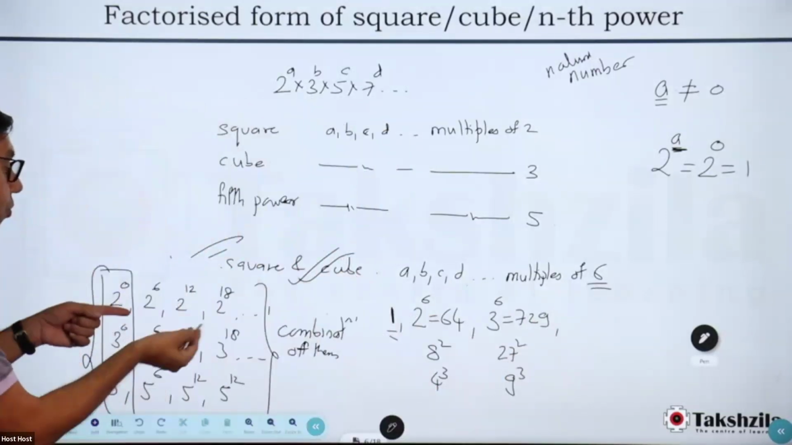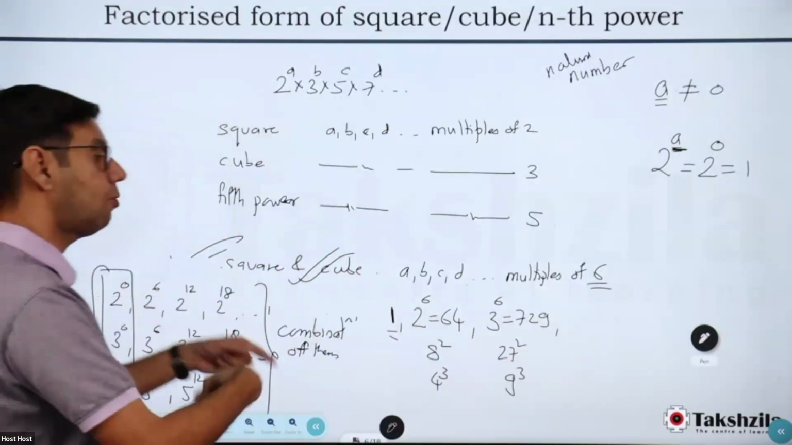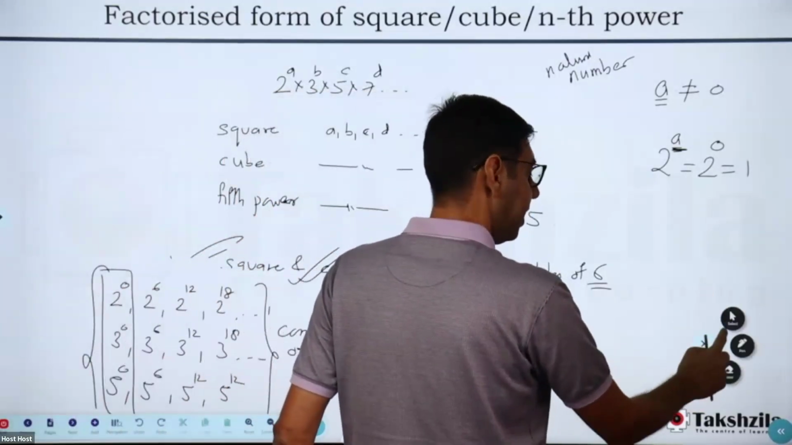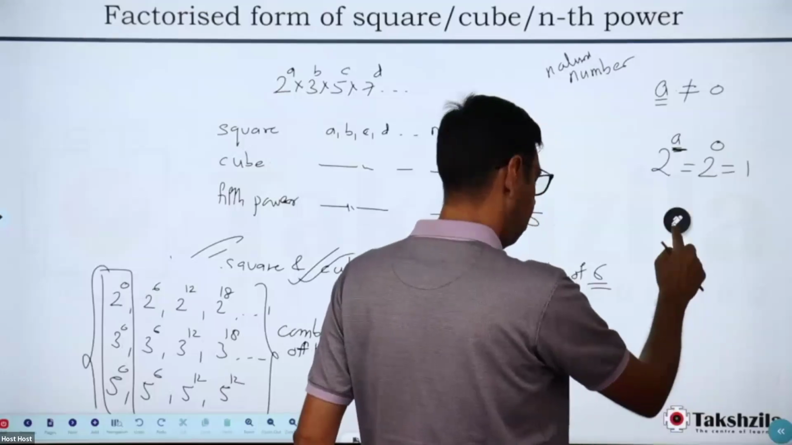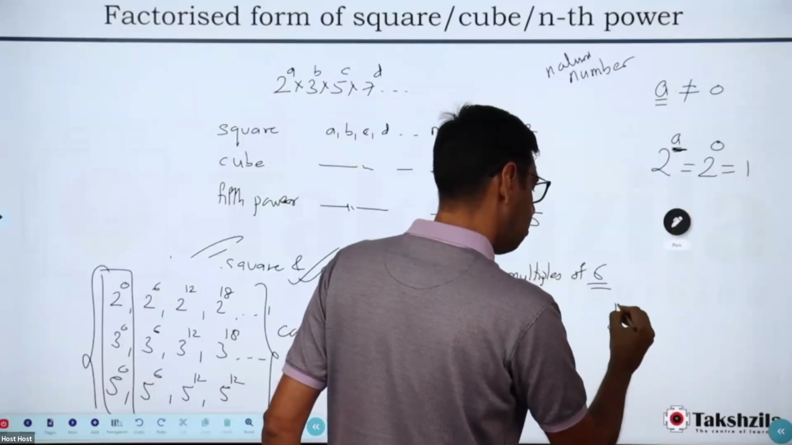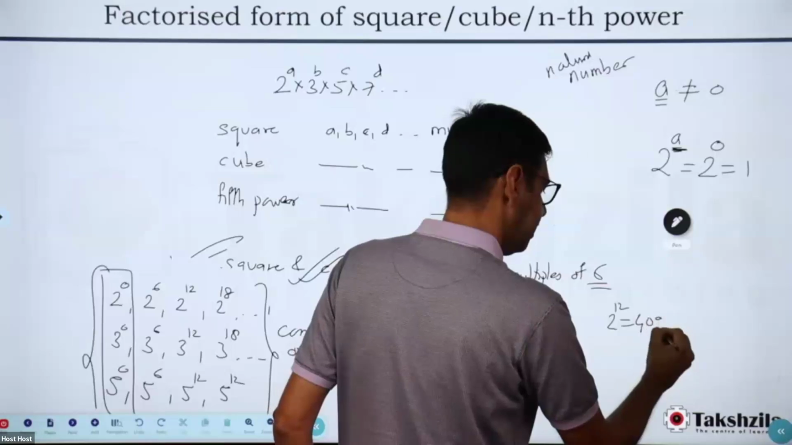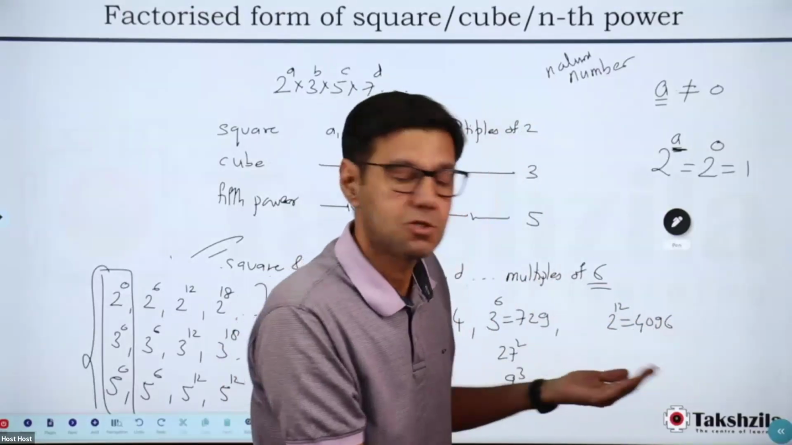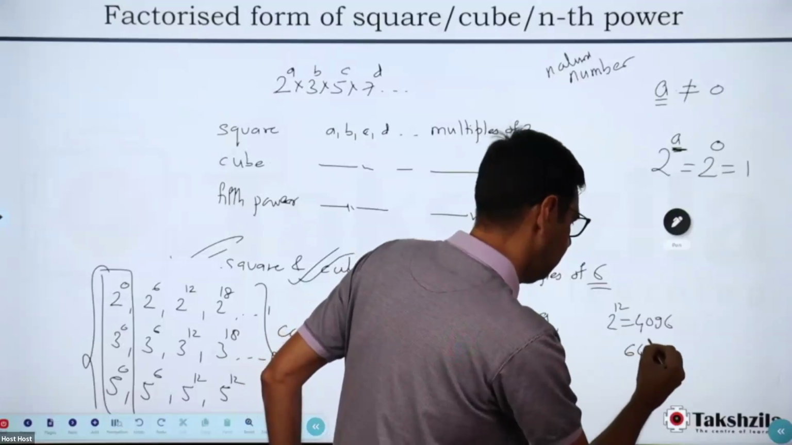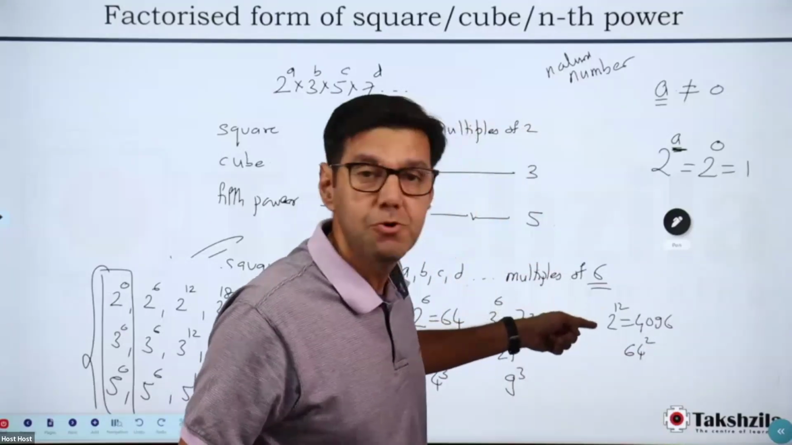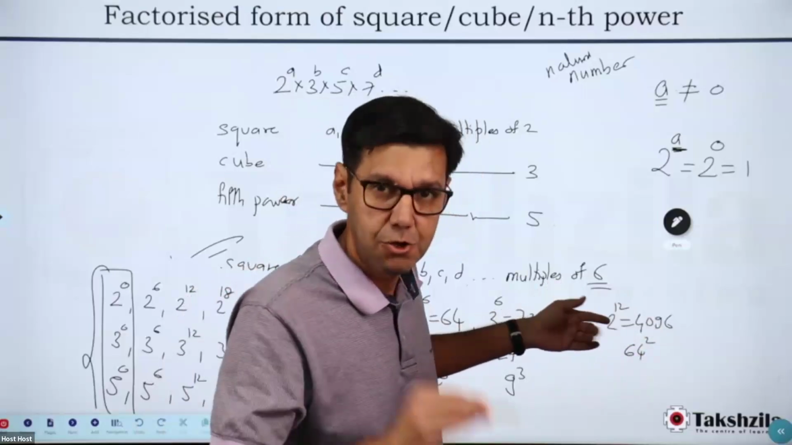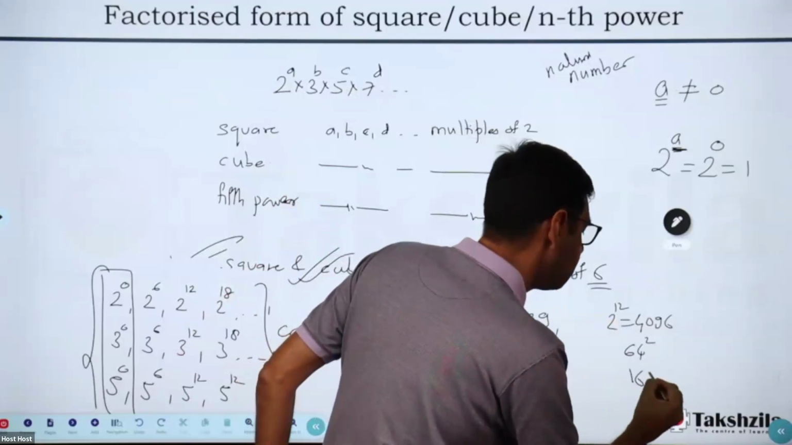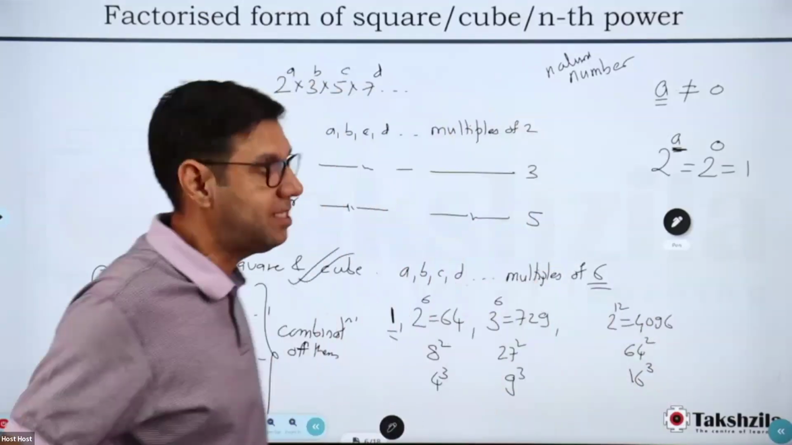Now you could go to 2 raised to 12. 2 raised to 12 is going to be 4096. But then you could even do something else, like a combination. How do you know it's a square? Just take the square root of it: 2 raised to 6, which is 64. Take the cube root of this: 12 divided by 3 is 4, so 2 raised to 4. 2 raised to 4 is what? 16. So 16 cube is 4096.